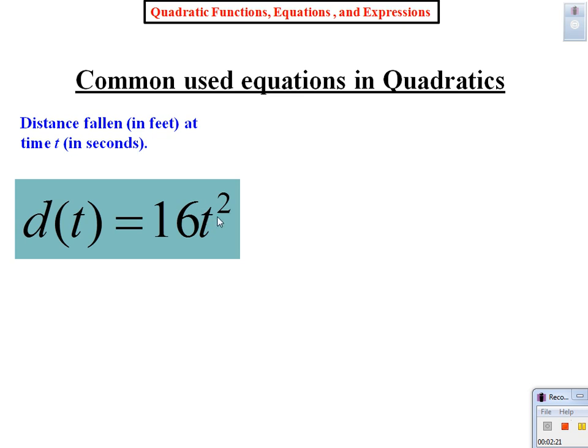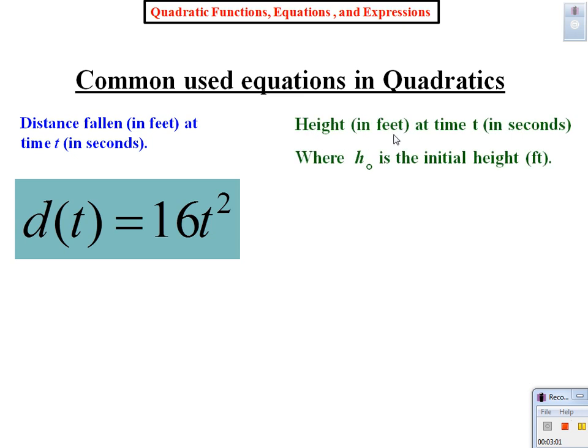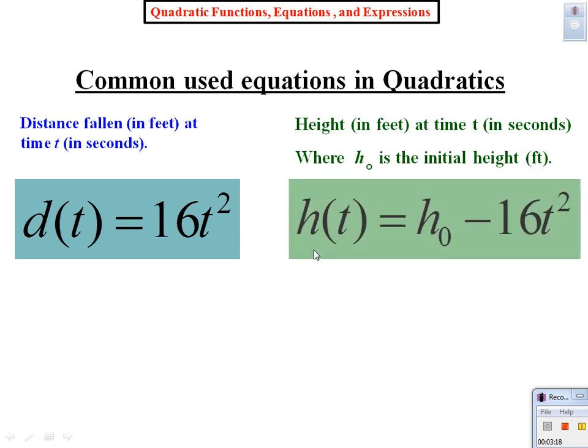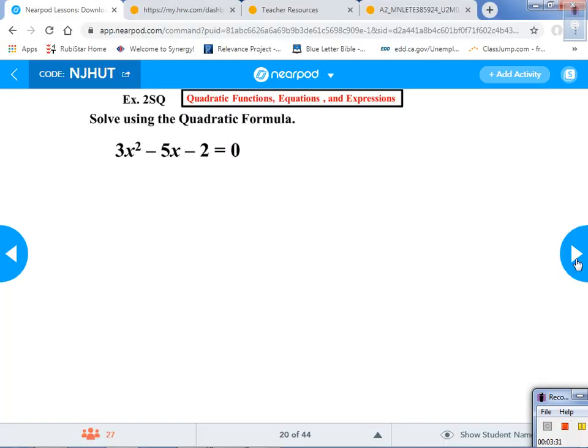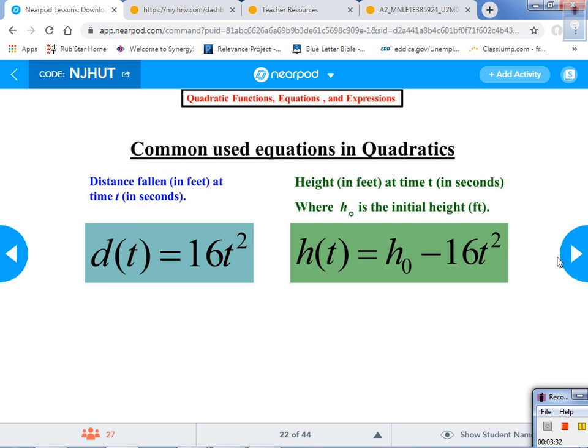The second most commonly used equation is one that involves height in feet. I'm doing this in green. At time t seconds, where h sub 0 is the initial height in feet. Once again, h sub 0 is the initial height. What does that look like, Mr. Q? h of t equals h sub 0 minus 16t squared. There's only two for right now. Those are the ones that we're going to use most often.